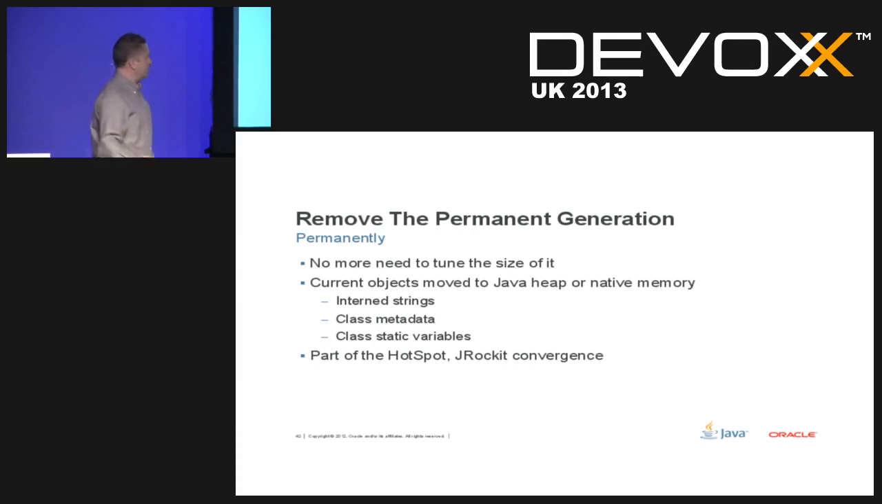Remove the permanent generation permanently. This is really related to the work that we've been doing in terms of combining JRockit and HotSpot. JRockit didn't have a permanent generation, so we decided that was a nice idea. We'd do away with it. All of the things that were in the permanent generation, so your interned strings, your class metadata, and class static variables, are being shifted to somewhere else. So they now go into either the general heap or they go into native memory.